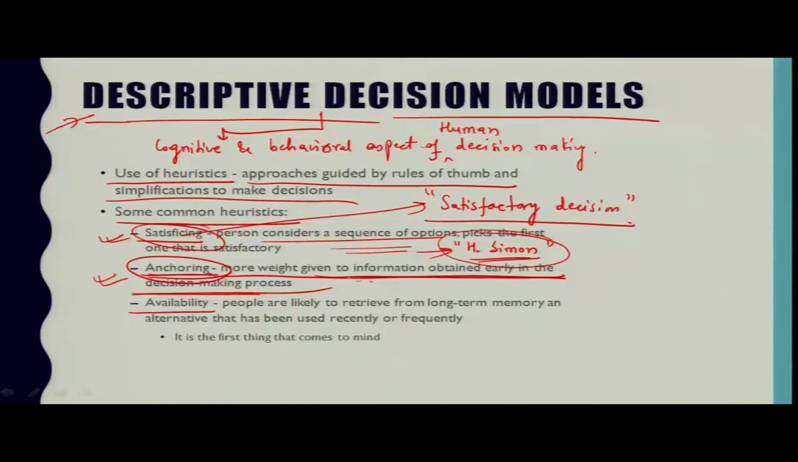Another heuristic is availability. Here people are more likely to retrieve from long term memory a hypothesis that has been used recently or frequently, and the first thing that comes to mind is therefore assumed to be a reasonable hypothesis for making a decision or solving any particular problem. In this way, these are the three.